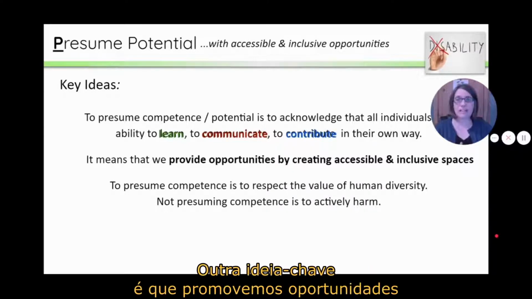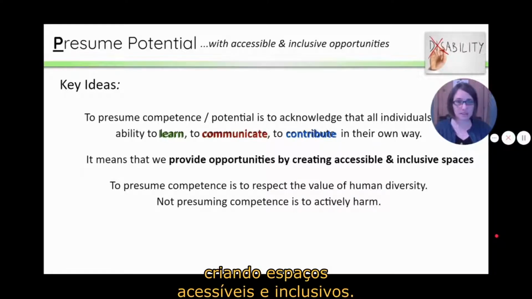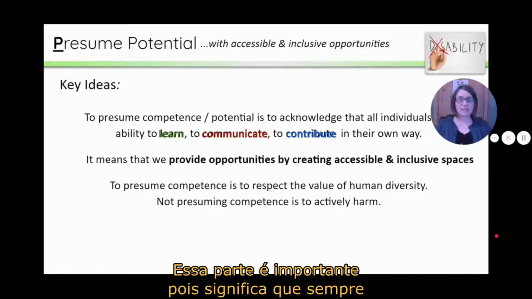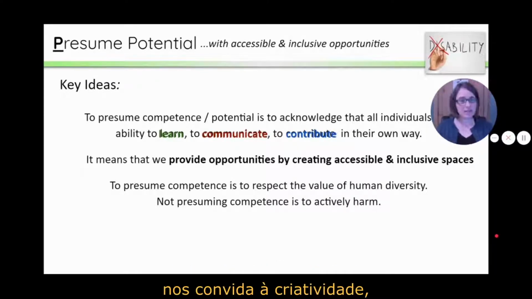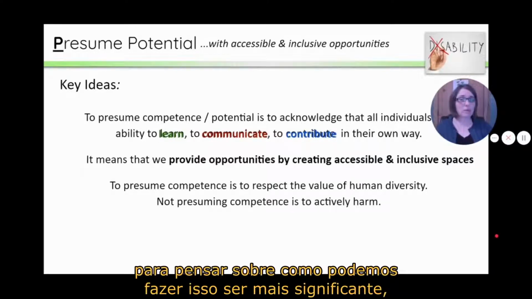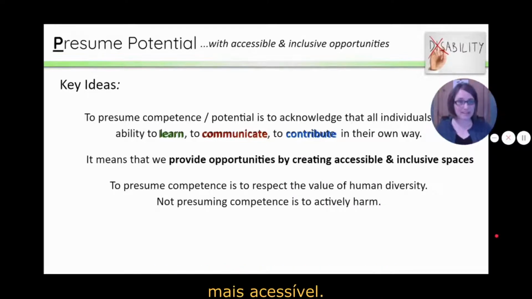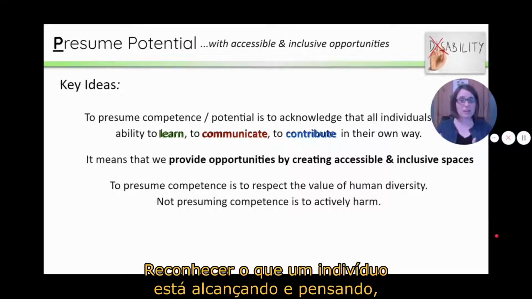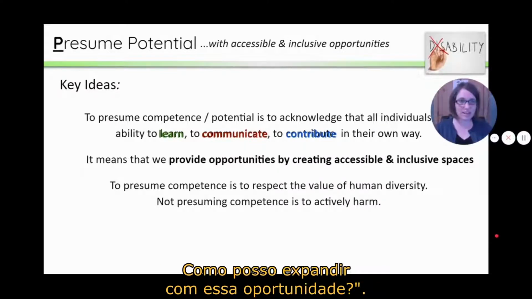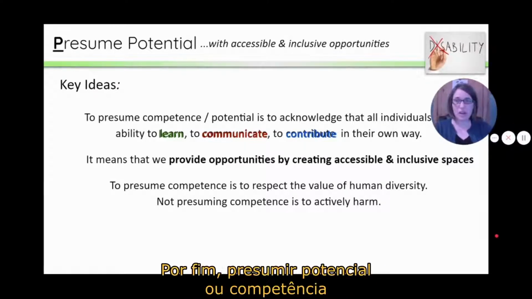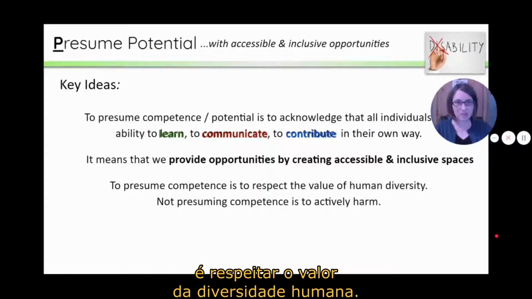Another key idea is that it means that we provide opportunities through creating accessible and inclusive spaces. And this piece is important because it embraces the creativity that we might need to employ to think about how can we make this more meaningful, more accessible, recognizing what an individual is achieving and thinking about, gosh, what's next? How can I expand upon this opportunity? Ultimately, to presume potential or competence is to respect the value of human diversity.